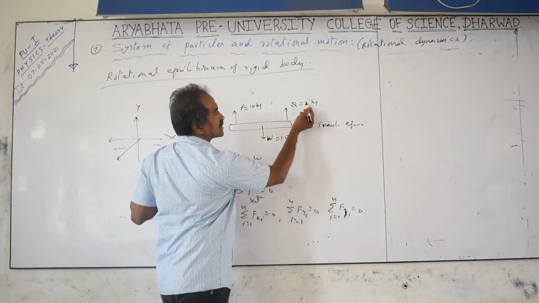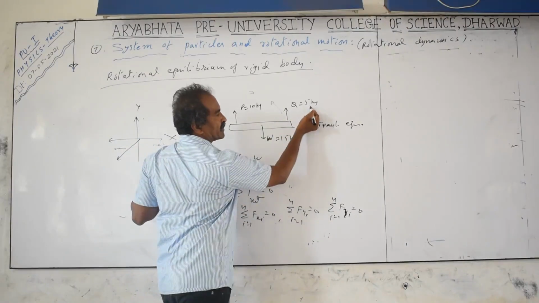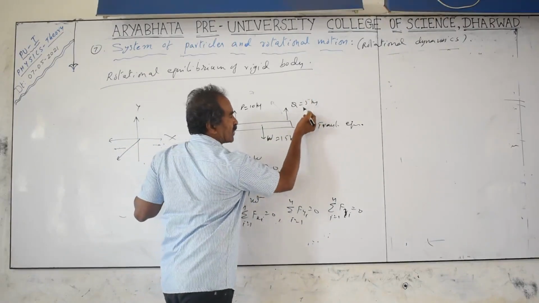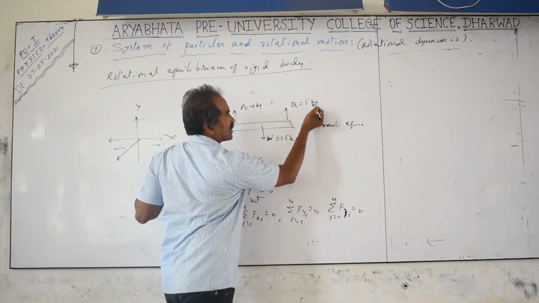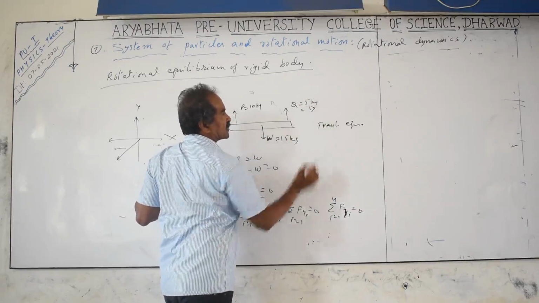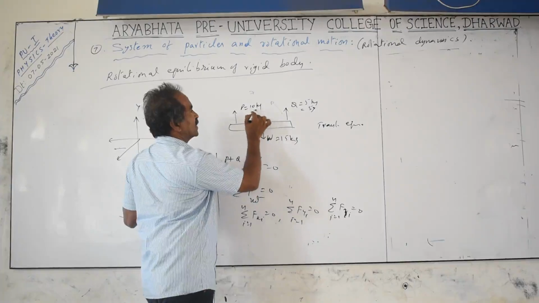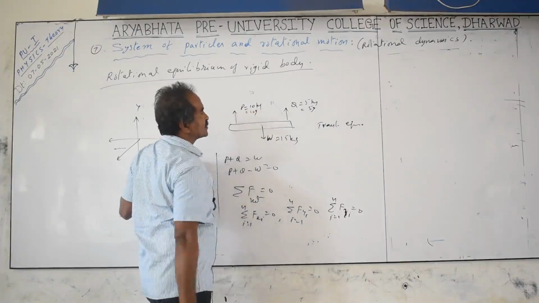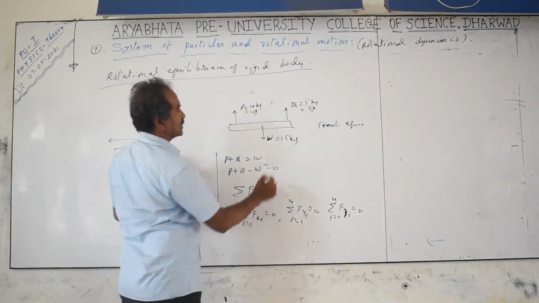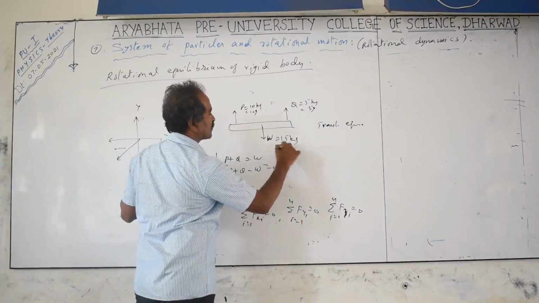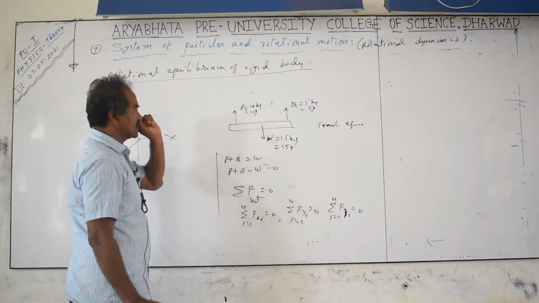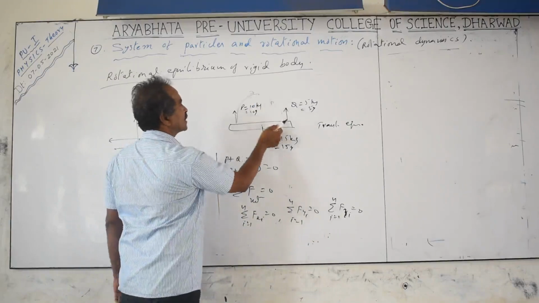The force here, 5 kg, is a mass. I am taking kg weight. If you want to convert into weight, a 5 kg mass means 5 into g, where g is acceleration due to gravity, which becomes force. Here also 10 into g. Similarly, you can take this also as 15g as a force. Force has to be mentioned in newtons. So this force is trying to rotate like this, and this is trying to rotate like this.